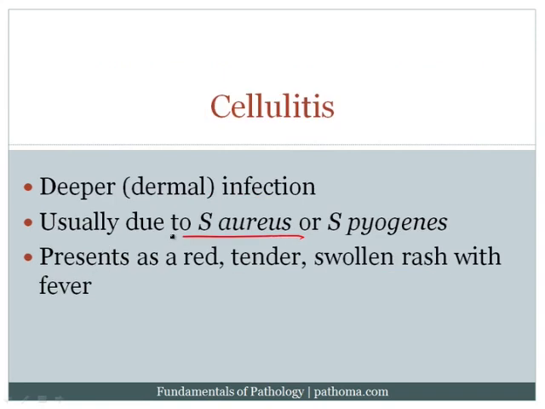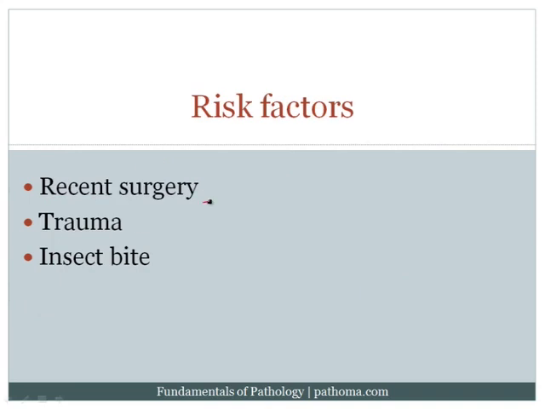Cellulitis is also due to Staph aureus or Strep pyogenes. However, instead you get a deeper infection within the dermis. And this presents as a tender, red, swollen rash with fever. The risk factors include recent surgery that would introduce bacteria to the dermis, trauma, which could introduce bacteria to the dermis, or, for example, an insect bite, which could also introduce bacteria to the dermis.